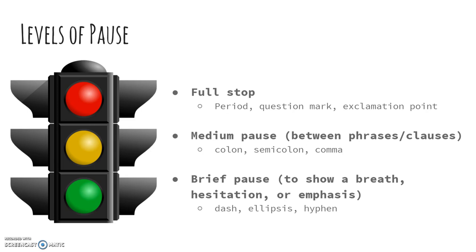For example, if you want a full stop or a division between sentences, you're obviously going to put a period, question mark, or exclamation point. But if you only want a medium pause between phrases and clauses, or the most temporary of breaths, maybe you'll do a colon or a semicolon or a comma. If you want an even shorter pause to show a breath or hesitation or emphasis, that's where these three come in. Unfortunately, these three punctuation marks are often forgotten or misused or ignored completely because not everyone knows the rules for them, when in reality they're great options to put into a sentence.